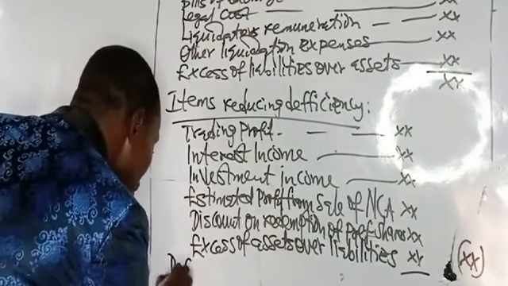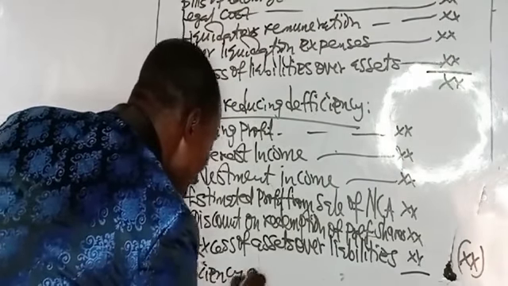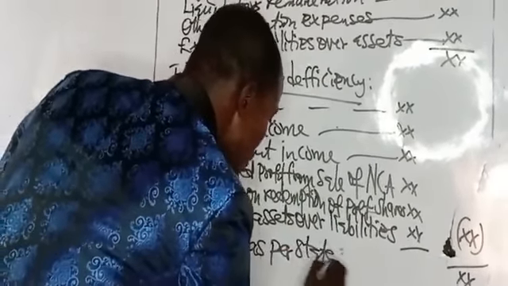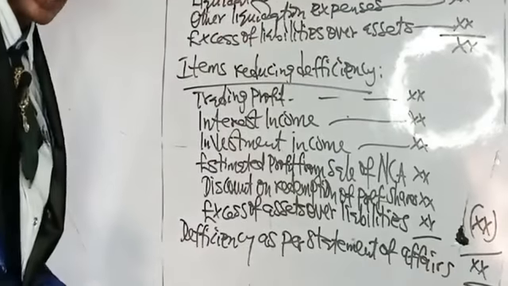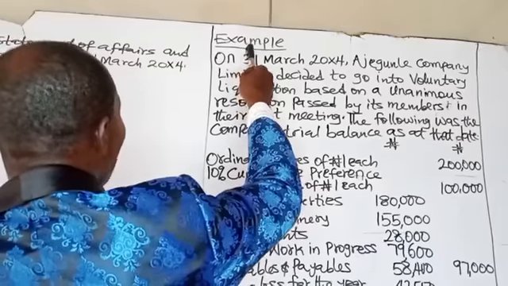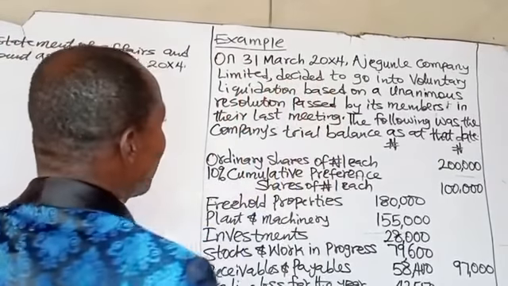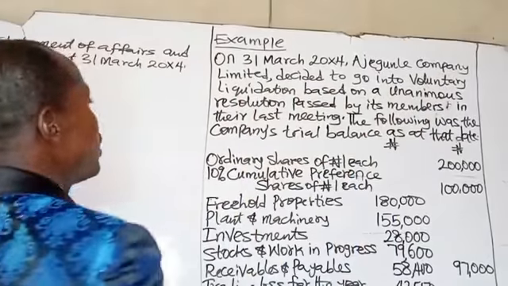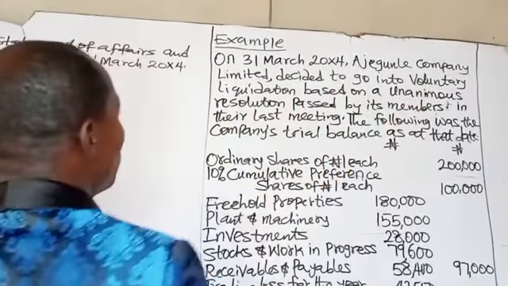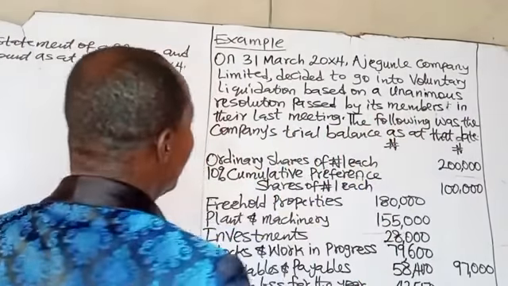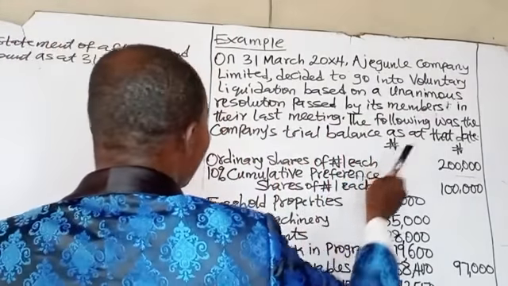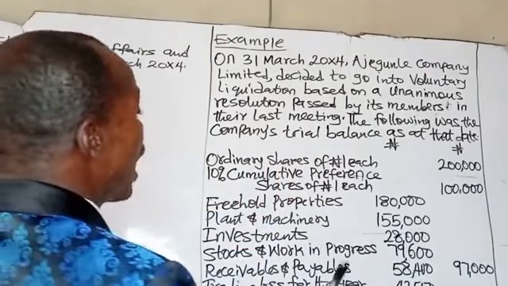So when you subtract it from the items contributing to deficiency, you have the deficiency as per statement of affairs. Example, on 31st March 20X4, Adegunle Company Limited decided to go into voluntary liquidation based on a unanimous resolution passed by its members in their last meeting. The following was the company's trial balance as at that date.